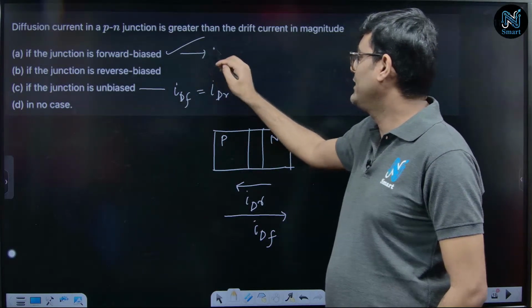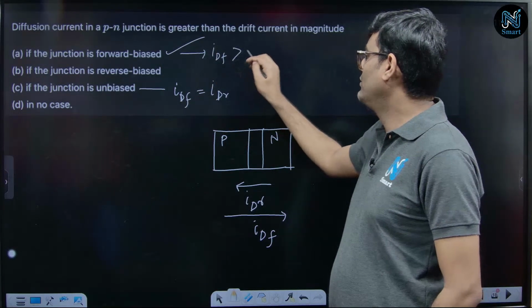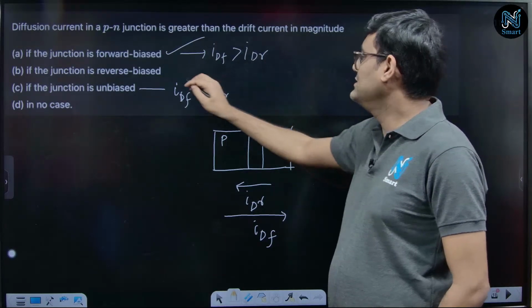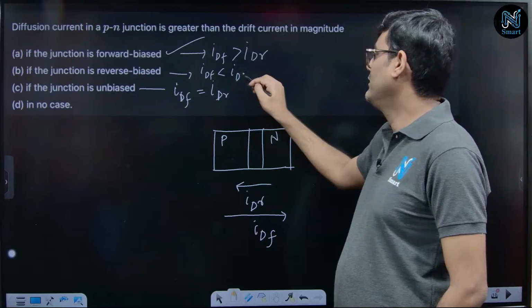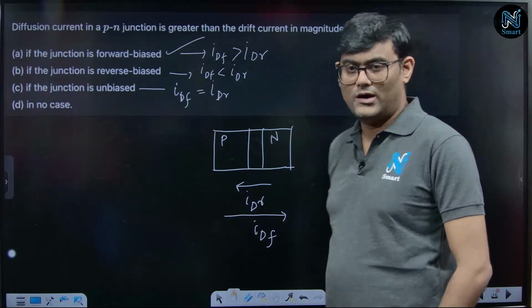This is my correct answer. Diffusion current will be more than drift current, and when it is reverse biased, diffusion current will be less than drift current. So my answer is option A.